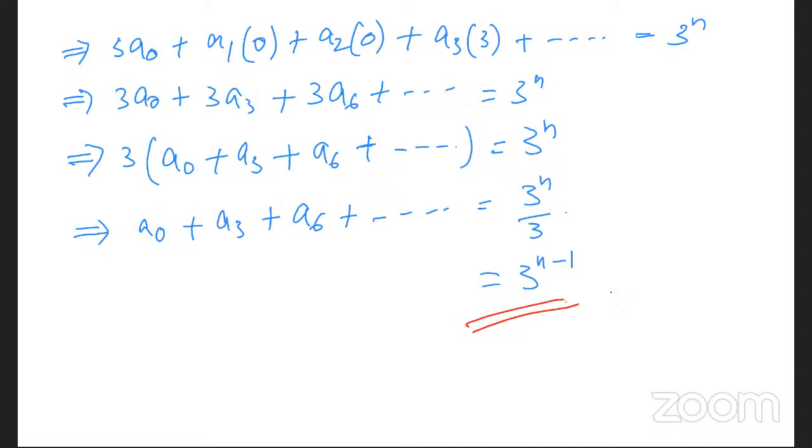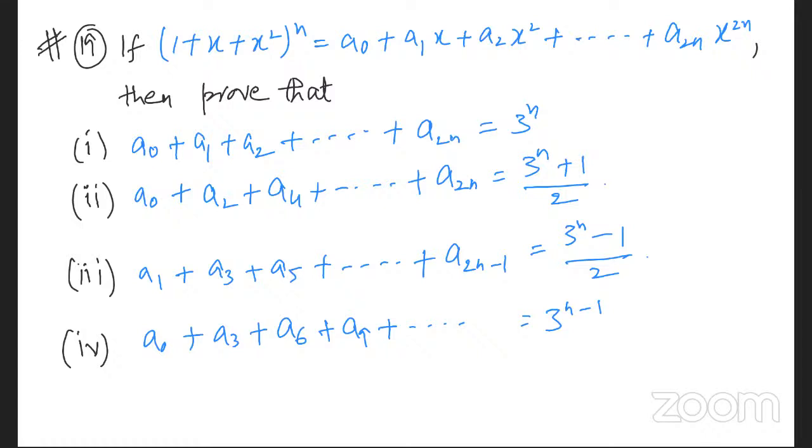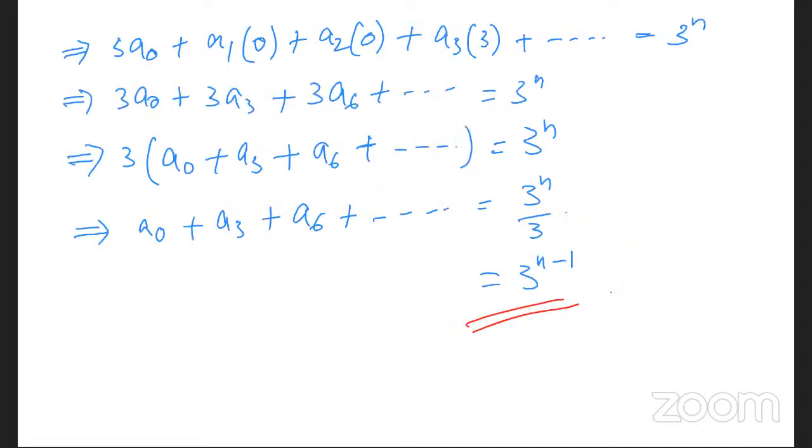And we have the fourth identity, or the fourth point proof, which will be a naught plus a3 plus a6, the other term will be a9, and so on, is equal to 3 to the power of n minus 1. Okay, so we shall continue further in the next class.